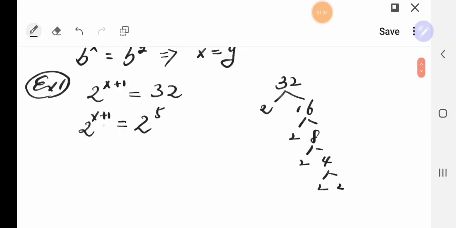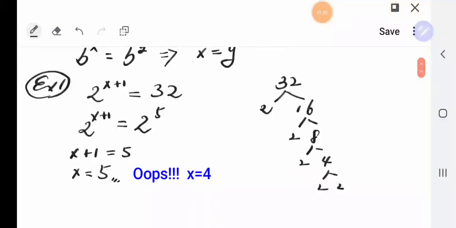So since bases are the same, we can set the exponents the same, then subtract 1 from each side, so x is 5. So this is how we can find the solution of an equation containing the exponential form. Okay, let's try the next one.